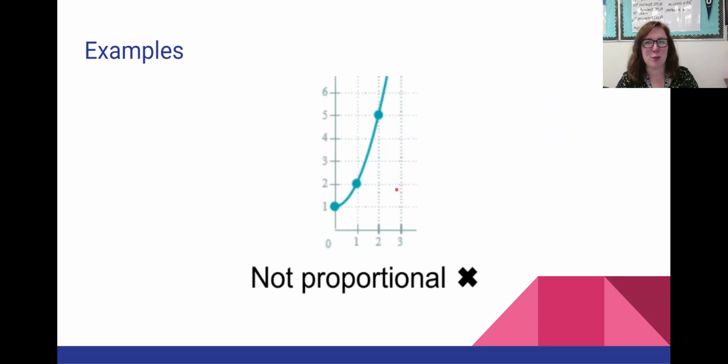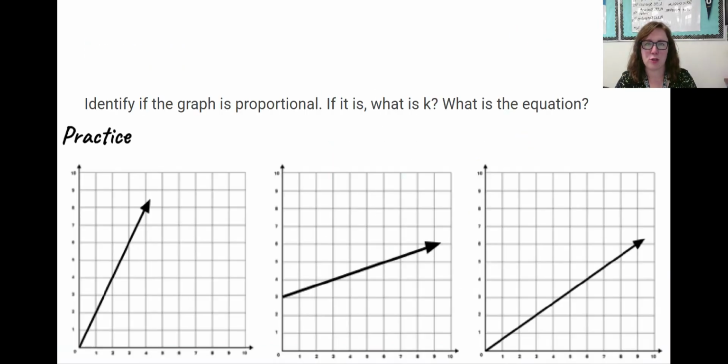This one, not proportional. It's not a straight line, it's not through 0, 0. Some other bad examples might trick you, like that could look like a straight line, but it doesn't go through 0, 0. Or something like this, it goes through 0, 0, but it's not a straight line. Those could trick you, but they're not proportional. Okay, so yes, proportional because it's a straight line through 0, 0. Not proportional because it's not through 0, 0. Yes, it's a straight line through 0, 0.